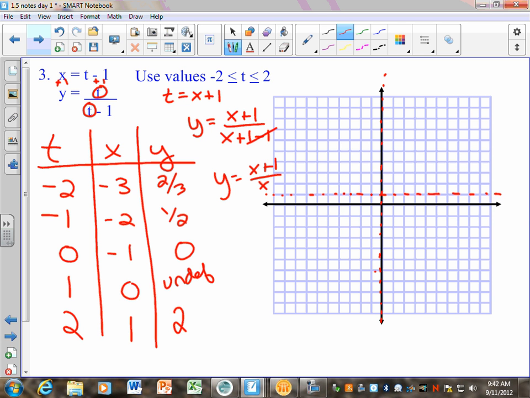So remember, we're not graphing the t-values, we're just graphing these ordered pairs here. Only I can't graph undefined. At -3, I'm at 2/3, which would be not quite to 1. At -2, I'm at 1/2. Should be a little bit lower than 2/3. At -1, I'm at 0. And then at 0, I'm undefined, so I don't even have a point there. And then at 1, I'm up here at 2. Should have maybe made you pick one extra point on this one.